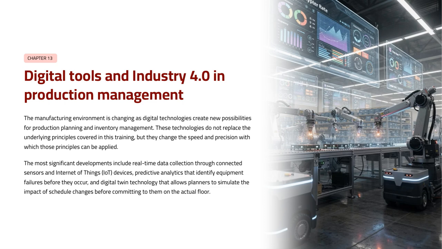apply them. Key innovations include real-time data collection via connected sensors and IoT devices, predictive analytics that can forecast equipment failures before they happen, and digital twin technology, which lets planners simulate schedule changes virtually before implementing them on the factory floor. These advancements are transforming how production management operates in today's industry.